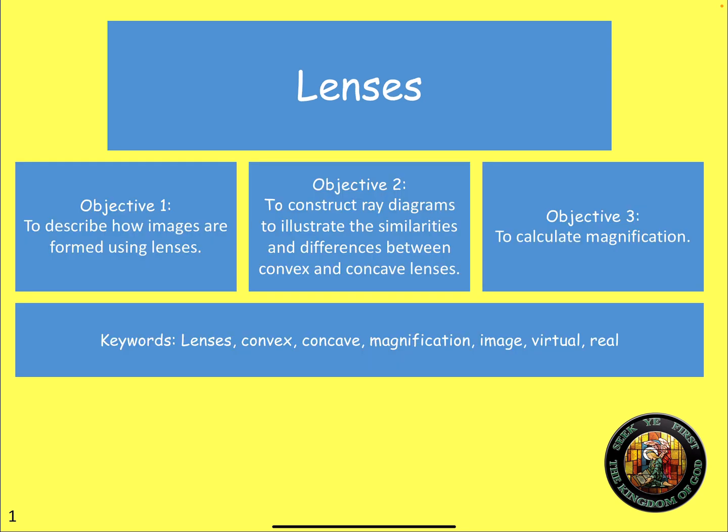If we move on, you can see there are 3 objectives today. We're going to look at how images are formed by lenses. We're going to look at constructing ray diagrams, and we're going to try and calculate the magnification. And you can see the keywords: lenses, convex, concave, magnification, image, virtual, and real. So let's move on.